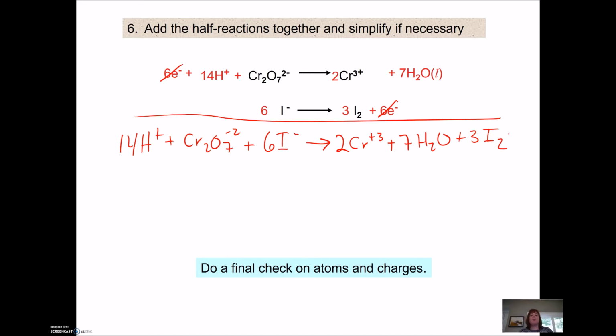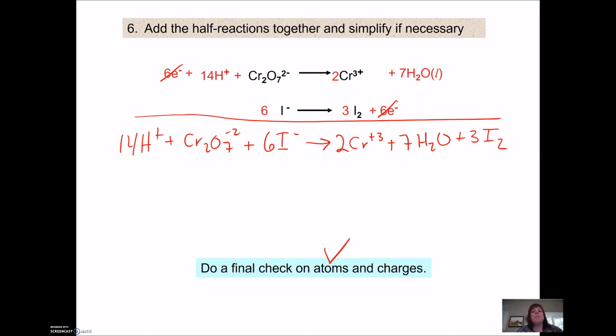All right, so we're done, but always do a final check of your atoms and charges. Very important. If you do that, you're guaranteed to do this right. Maybe, I don't know. So what do I mean by that? We're going to first check all our atoms. So I have 14 hydrogens here. I want to make sure I still have 14 here. 7 times 2 is 14. Hydrogen's good. 2 chromium, 7 oxygen, 7 oxygen, 6 iodine, 3 times 2, 6 iodine.